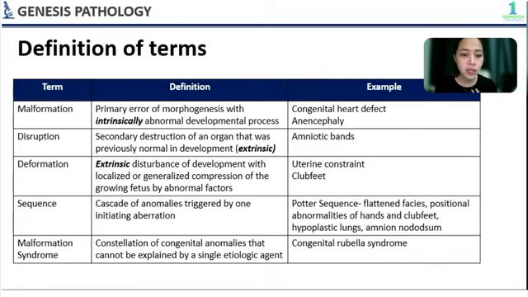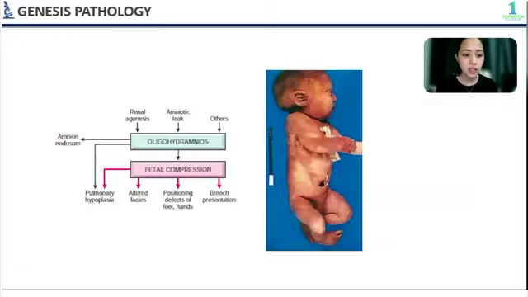Okay? In sequence naman, it's a cascade of anomalies triggered by one initiating aberration. Example nito is your oligohydramnios or Potter sequence. So, oligohydramnios, it can result from a lot of things. Pwede due to amniotic leak, renal agenesis. So, decrease in amniotic fluid. This leads to fetal compression. It may lead to pulmonary hypoplasia, yung characteristic facies na parang flattened yung mukha ng fetus, okay? Can also lead to positioning defects.